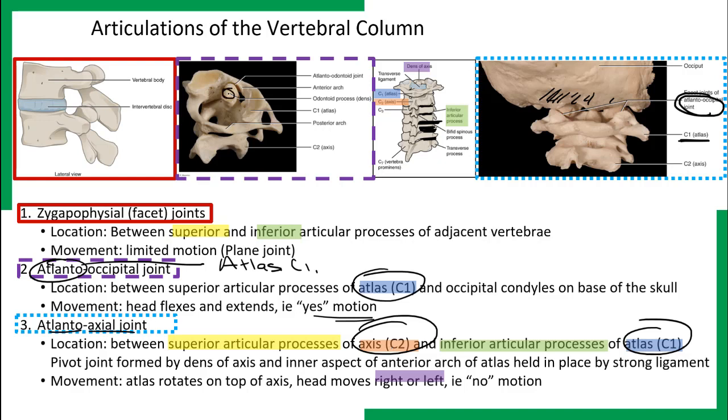The dens is a process that sticks out of C2 and basically stops your head from losing position. And the dens, together with the muscles involved in the vertebral column and the atlanto-axial joint, allows the atlas to rotate on top of the axis. So when the atlas spins on top of the axis, then your head moves from right to left in a no motion, in a shaking your head motion.